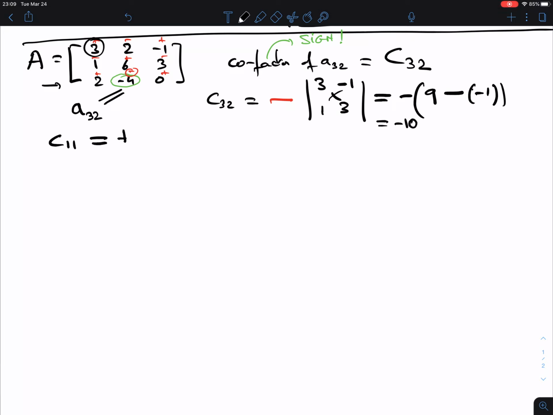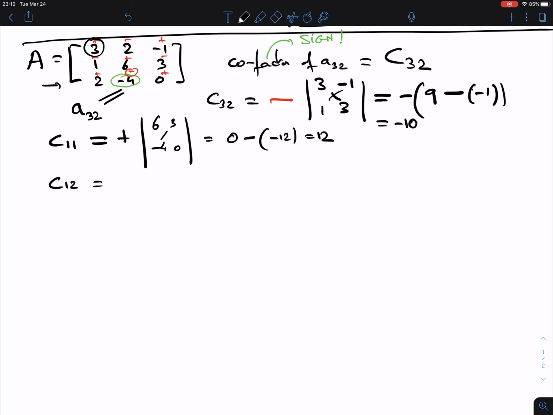That's with a plus sign. I'm going to write it, but it's of course silly to write. But what are we left with? Well, the matrix 6, 3, minus 4, 0, right? So that is 0 minus this product, which is negative 12. So the whole thing is 12.